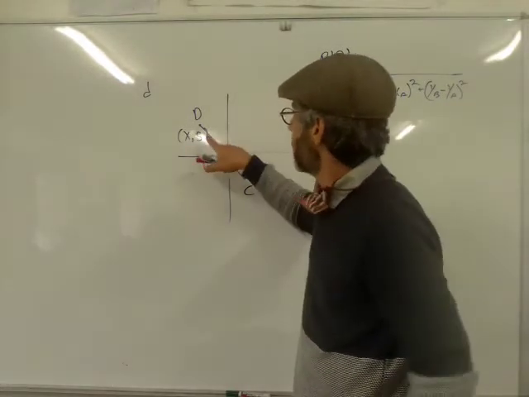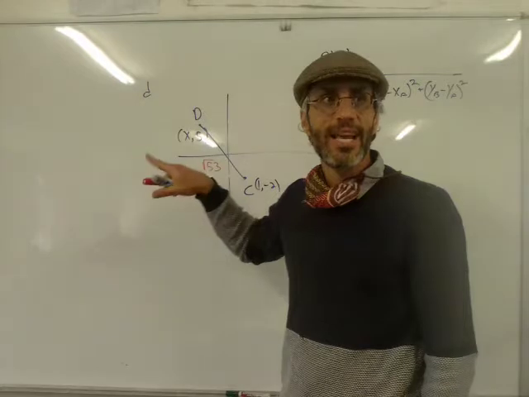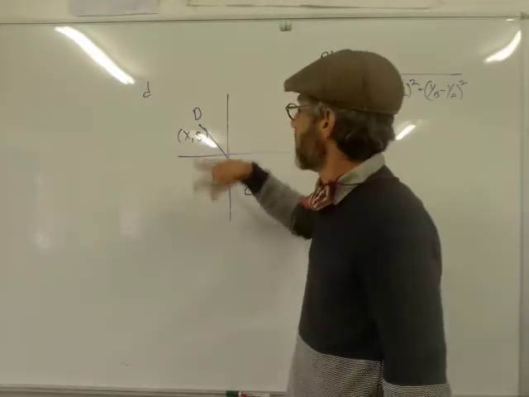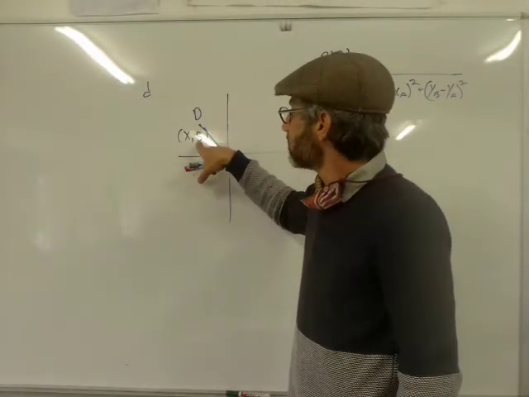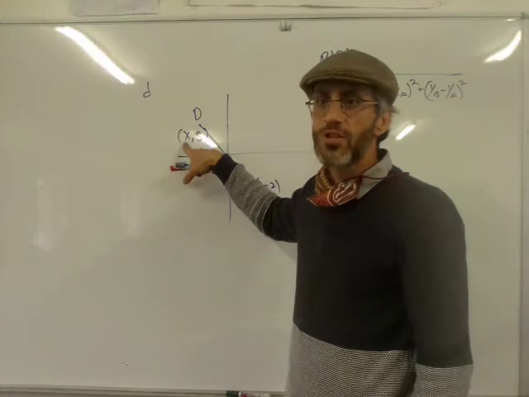Then it tells you there's another point. They tell you it's in the 2nd quadrant, so you just put it here. You know the y is 5, but you don't know the x. The x is just x.